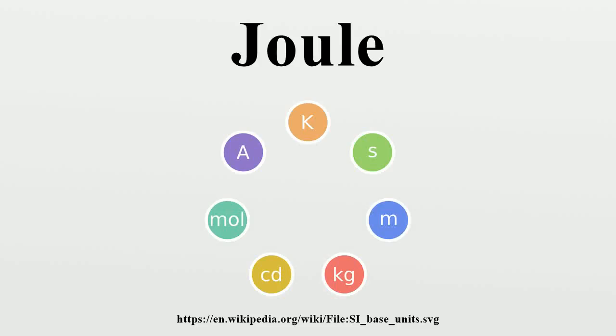The joule, symbol J, is a derived unit of energy in the International System of Units. It is equal to the energy transferred to an object when a force of 1 newton acts on that object in the direction of its motion through a distance of 1 meter. It is also the energy dissipated as heat when an electric current of 1 ampere passes through a resistance of 1 ohm for 1 second.